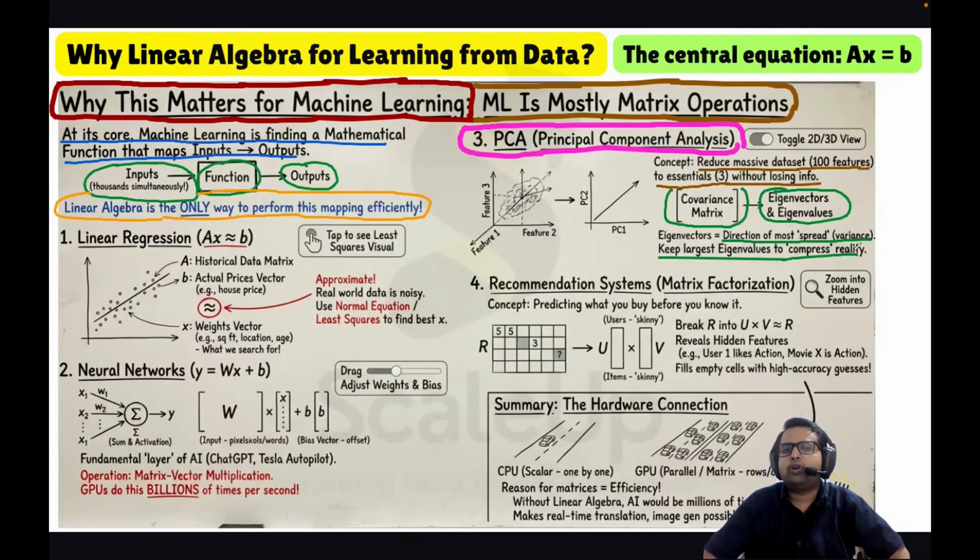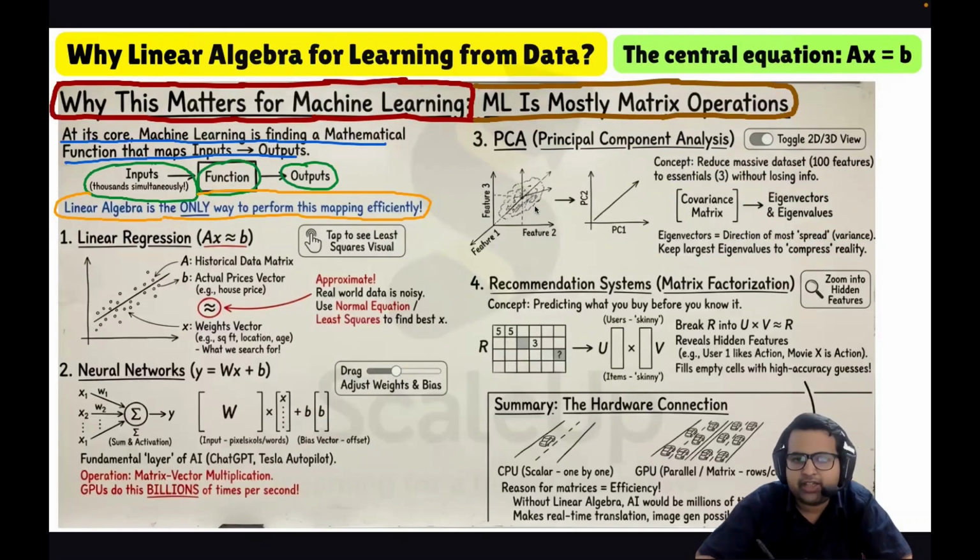So in principal component analysis, we convert our massive data set into a covariance matrix, and we get the eigenvectors and eigenvalues of that covariance matrix, and we make use of those eigenvalues and eigenvectors to reduce the massive data set into fewer features without losing information.